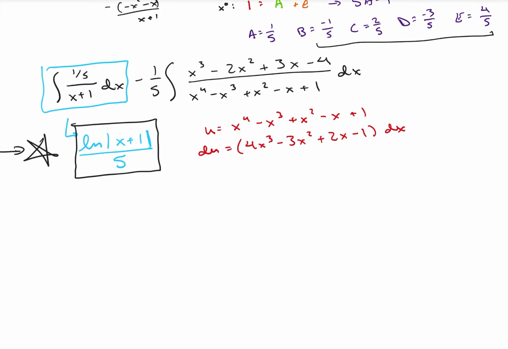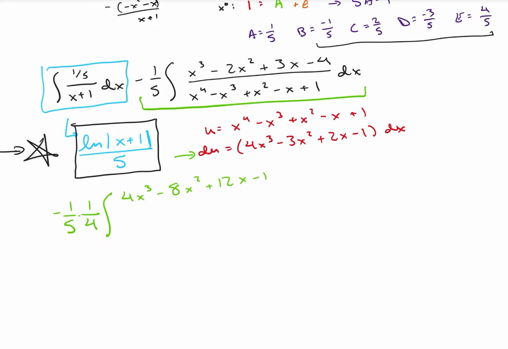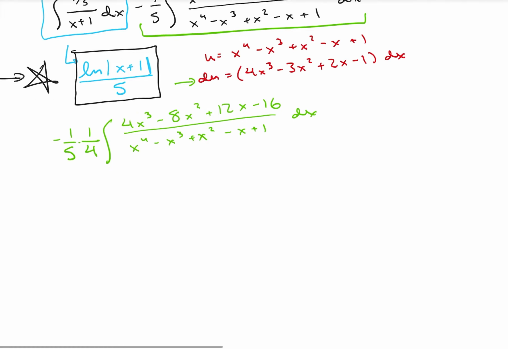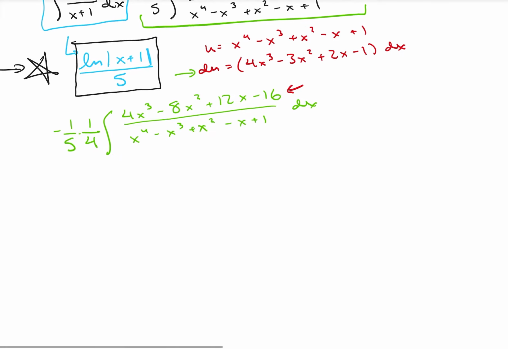So let's look at this second integral now. I'm going to take this guy, and I'm going to have negative 1/5. Notice that du has a 4 next to x cubed. So I'm going to pull out a 1/4 and then multiply the inside by 4. So I'm going to get 4x cubed minus 8x squared plus 12x minus 16 all over x to the 4th minus x cubed plus x squared minus x plus 1 dx. Now, what I'm going to do is make this top look like the du term. So let's go ahead and do that.